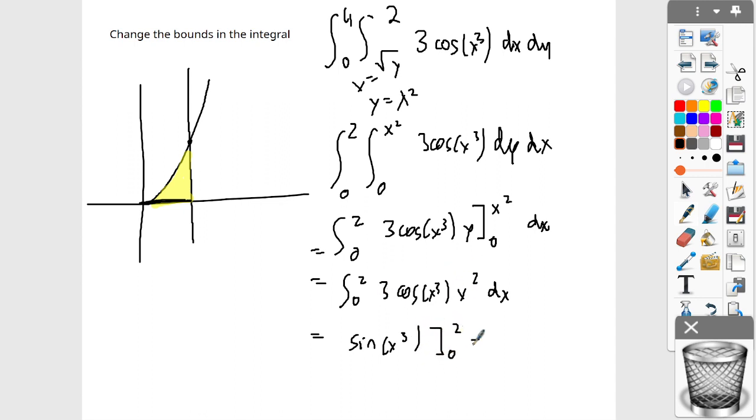Evaluated from 0 to 2, which is sine of 8 minus sine of 0. Sine of 0 is 0, so sine of 8 is the answer. Very nice integral. I could have made it nastier, but this is just the main exercise of changing the bounds to go from bottom to top rather than left to right with the x symbol. So we want to go from bottom to top with a y symbol.